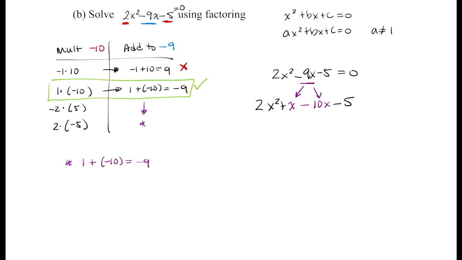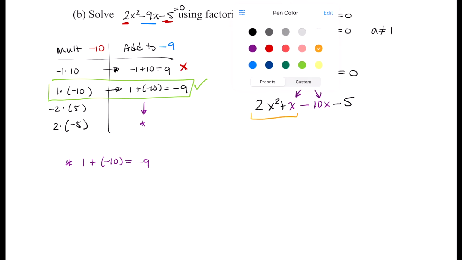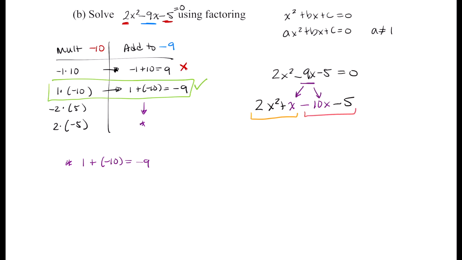Now I can factor by grouping. And when I say grouping, I mean I'm going to factor this group, and then I'm going to factor this other group separately. So this first group in orange has an x in common. 2x squared plus x, each have an x to spare, so I can factor out an x to be left with 2x plus 1. Now this second group, each term has a negative 5 in common, so I'm going to factor out that negative 5 to end up with 2x plus 1.